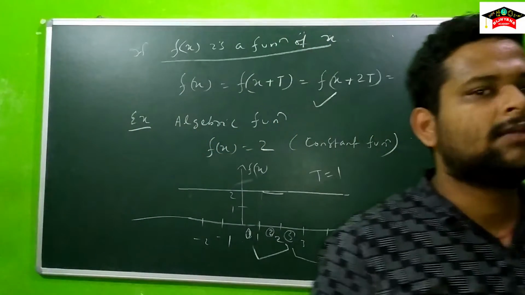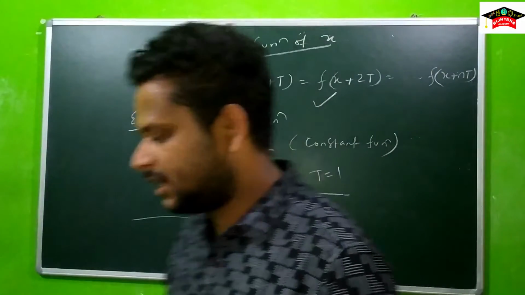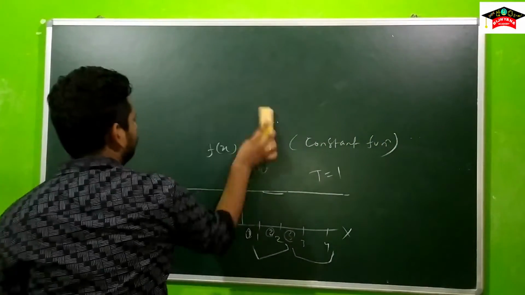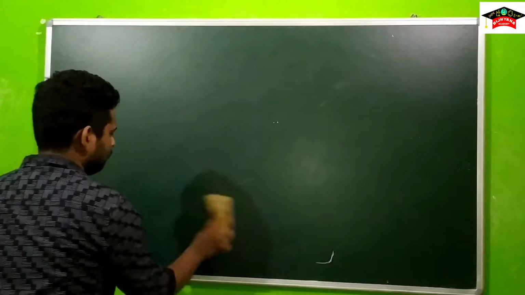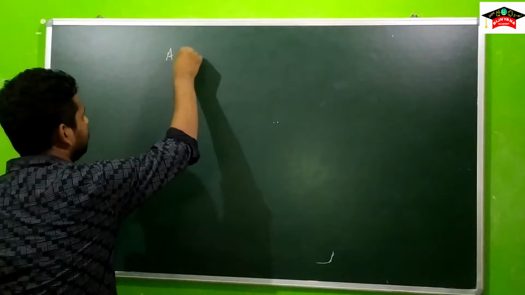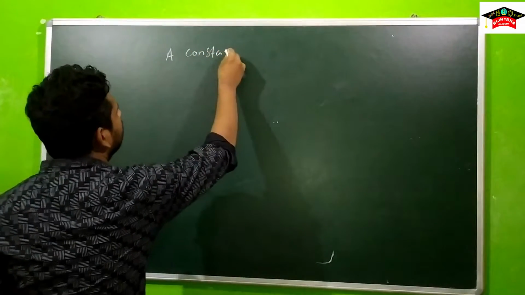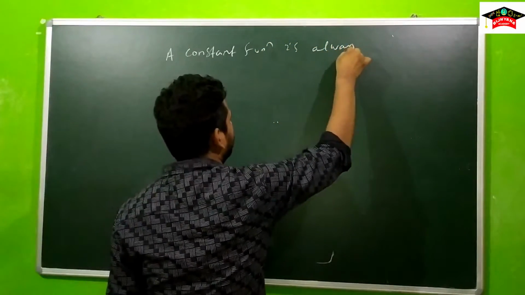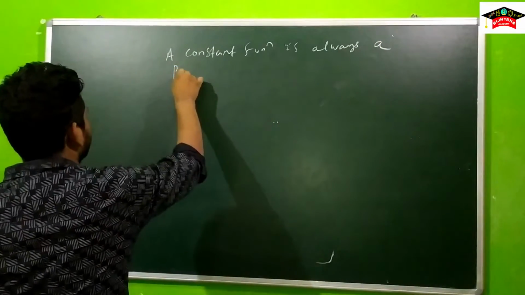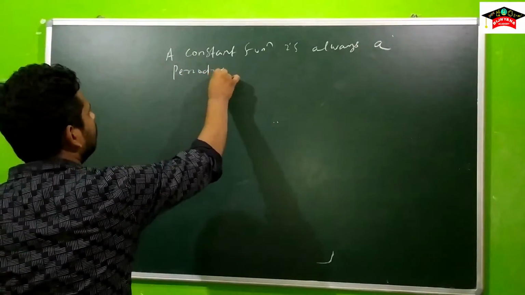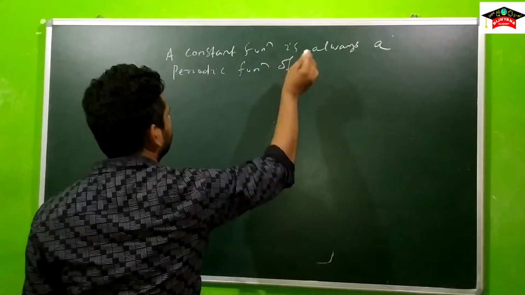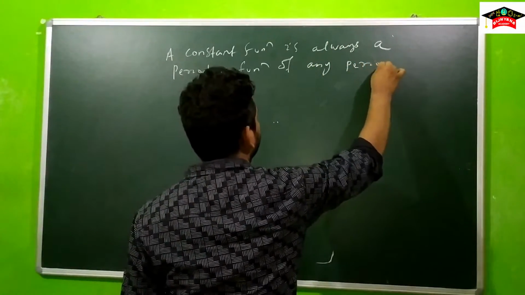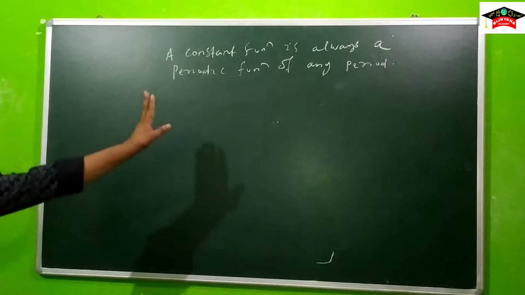That means we do not have a specific period. So I can write it here. You can note it. A constant function is always a periodic function of any period. So if you take any period, it is a periodic function.